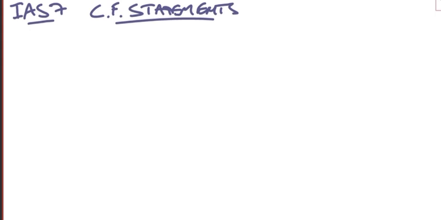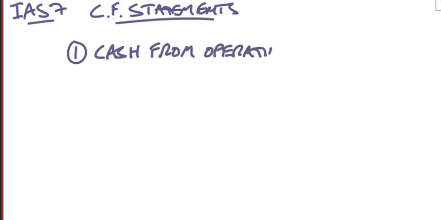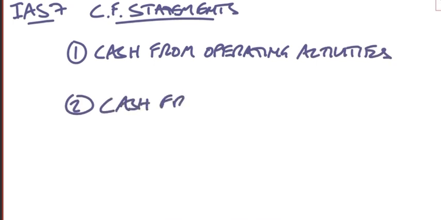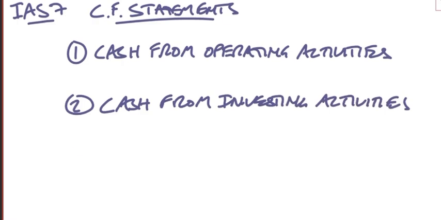Now, cash flow statements, I know people don't like them, but they're just so easy. And if you stick to these very basic things, you really should be able to deal with most things in them. So you've got three headings in a cash flow statement. You've got cash from operations, or operating activity. You've got cash from investing activities. And you've got cash from financing activities.